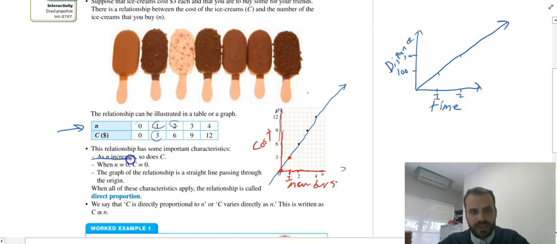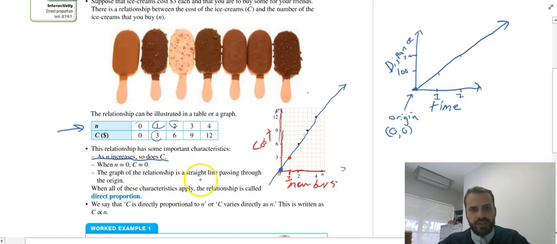So important, take a note. When n equals 0, c equals 0. In other words, the line always passes through here. We call this the origin, or just (0, 0). The line always passes through (0, 0). Write that down. The line always passes through (0, 0).